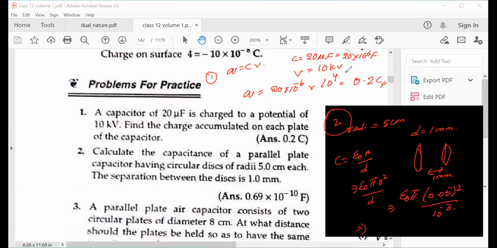I'll solve it. So the answer is 0.69 into 10 power minus 10 farad. Just check it, ma'am. Yes. Okay, good. Super, ma'am.